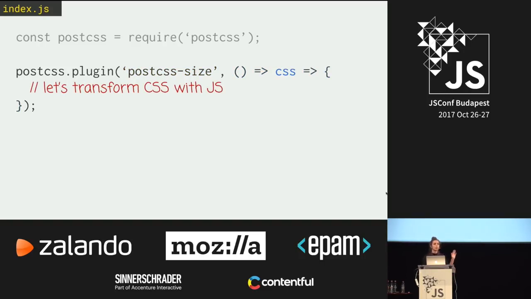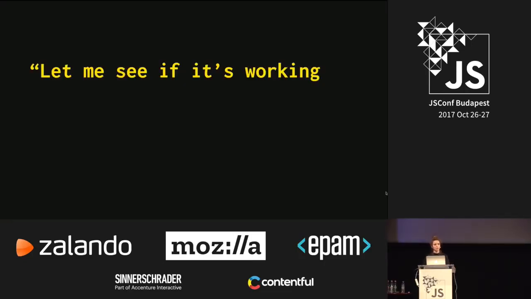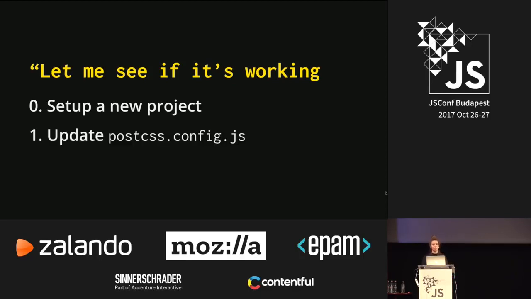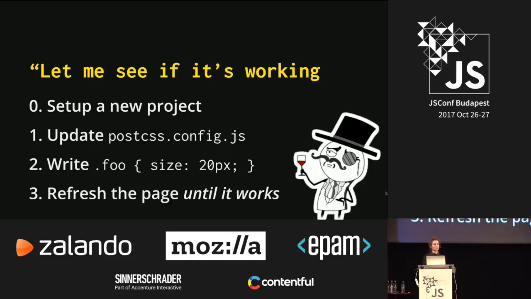This is what you have on the boilerplate. So, before starting to actually write some code, let me see if it's working. To see if this plugin works, I need to set up a new project with PostCSS. After that, I need to update the PostCSS configuration, adding the postcss-size plugin. Then, let's write some CSS that uses that plugin. And then, you'll refresh the page while you code until it works.